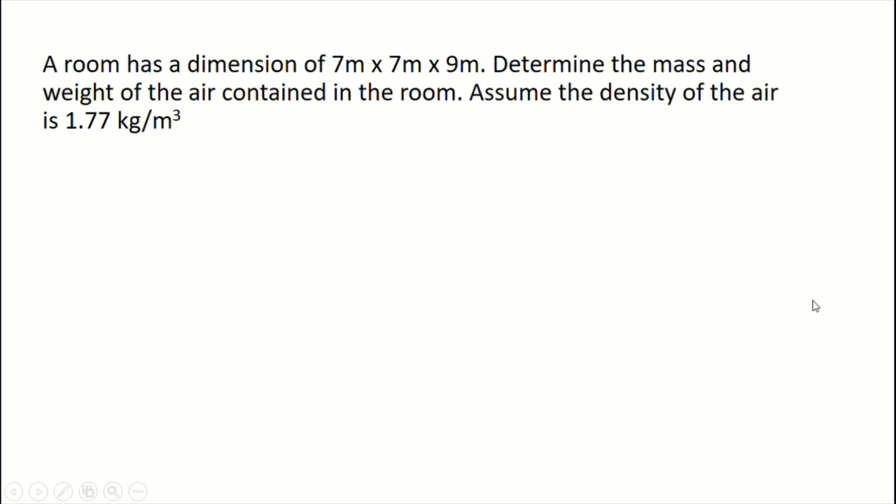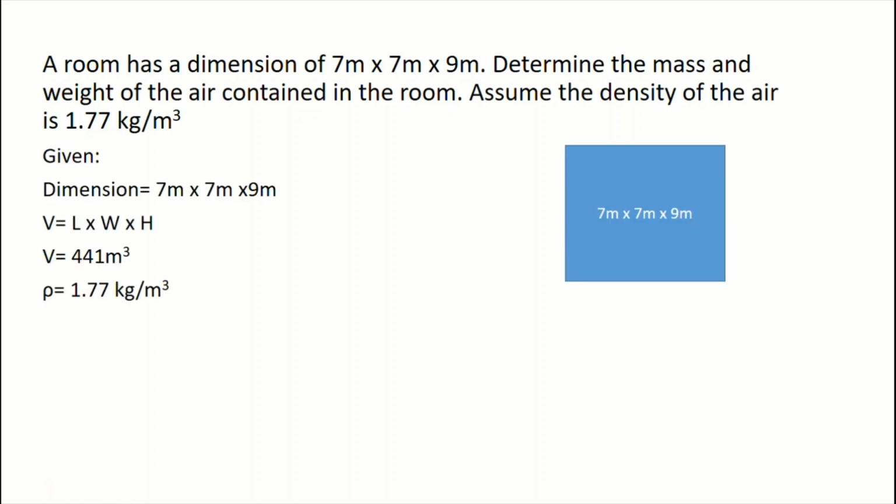So good day everyone. In this video, we're going to solve some problems regarding thermodynamics as an engineering approach. So the problem is, a room has a dimension of 7 meter by 7 meter by 9 meter. Determine the mass and the weight of the air contained in the room. Assume the density of the air is 1.77 kg per cubic meter.